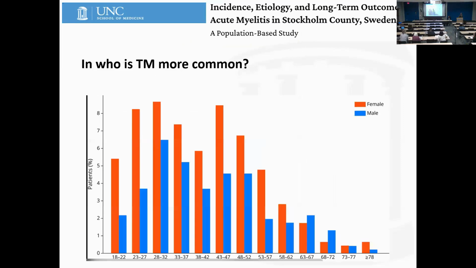So this is a study from Sweden, so a very different population from North Carolina, but I like the graph because you can kind of see the distribution of when TM first presents. So in the red, you can see that it is more common in females, and it tends to happen more between the ages of 20 to 30, and then between the ages of 40 to 50, and then it kind of tapers off as people get older, that you can see at the end of the graph. So it's less common as people age.